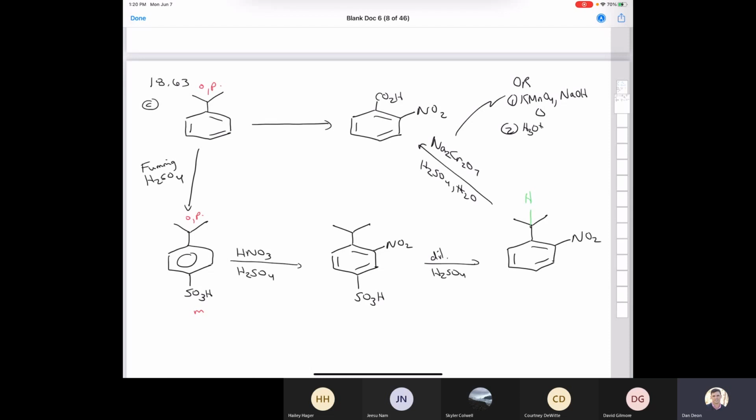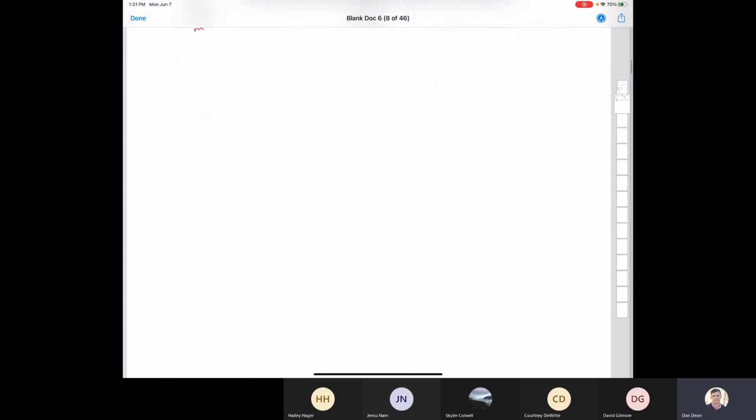All right. So you can see that with these questions, here we have what? 1, 2, 3, 4 steps, but it's a matter of knowing the reactions well in order to solve these problems. Let's take a look at 18.63D. So now we're moving on to 18.63D. We're going to start it with that isopropyl benzene, which I've told you before is called cumene.